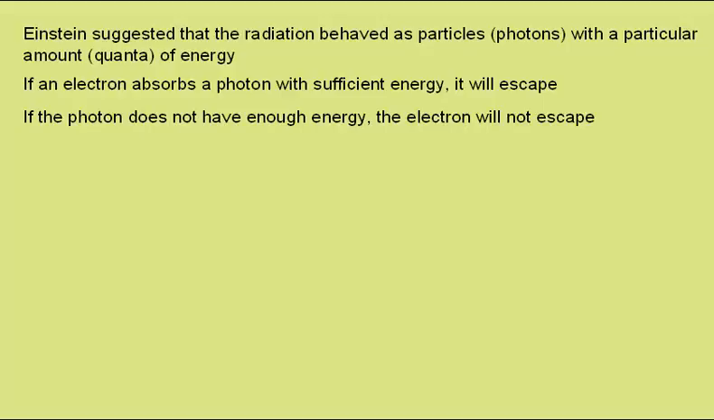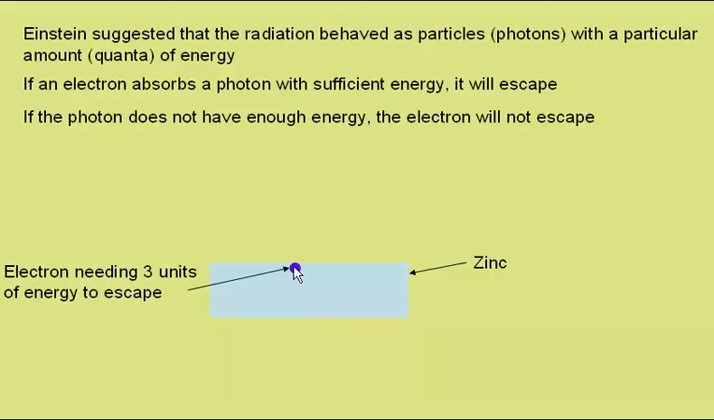We're now going to look at a very simple case. We have a piece of zinc with an electron close to the surface. This electron will need 3 units of energy to escape from the zinc. Here is a photon containing 2 units of energy, insufficient energy to allow the electron to escape. So if the photon is absorbed, the electron still cannot escape. It can't save up the energy and, for instance, absorb another photon with 2 units of energy to allow it to escape.